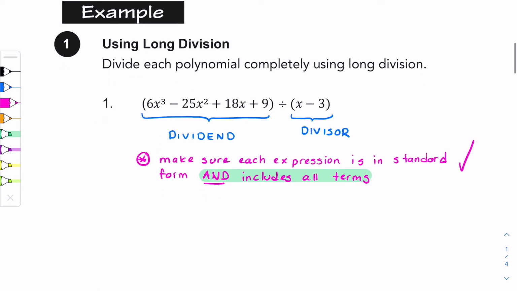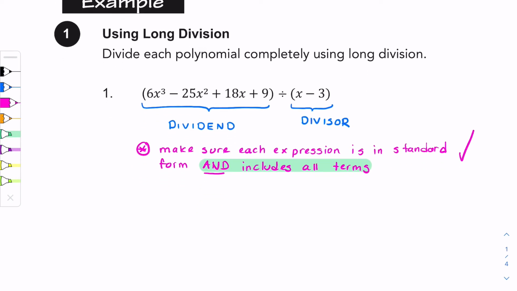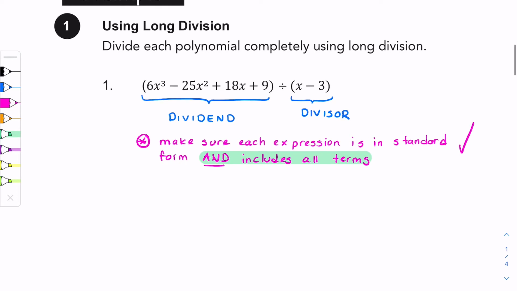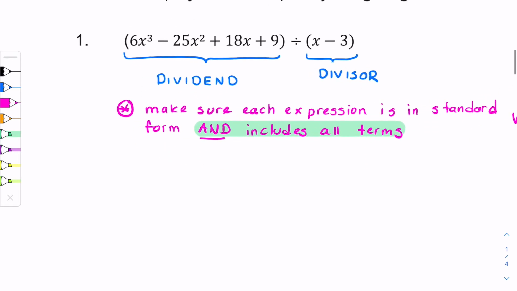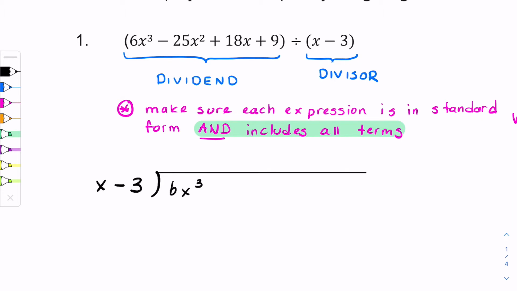When we set up our long division problem, our divisor goes outside of the division symbol and our dividend goes underneath the division symbol. So I am going to write this as x minus 3 as my divisor, and then underneath my division sign, I have 6x cubed minus 25x squared plus 18x plus 9.